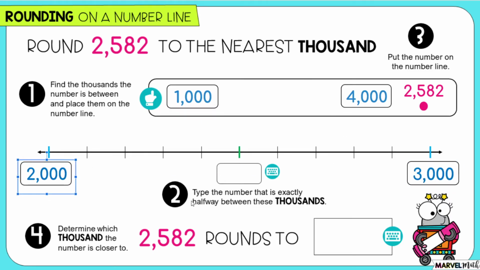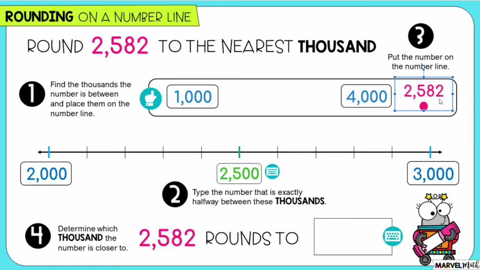Now we'll go on to number 2. Type the number that is exactly halfway between these thousands. So think, okay, what is half of 1,000? It's going to end with 500. So it's going to be 2,500. Now the third thing that we're going to do is put the number on the number line.